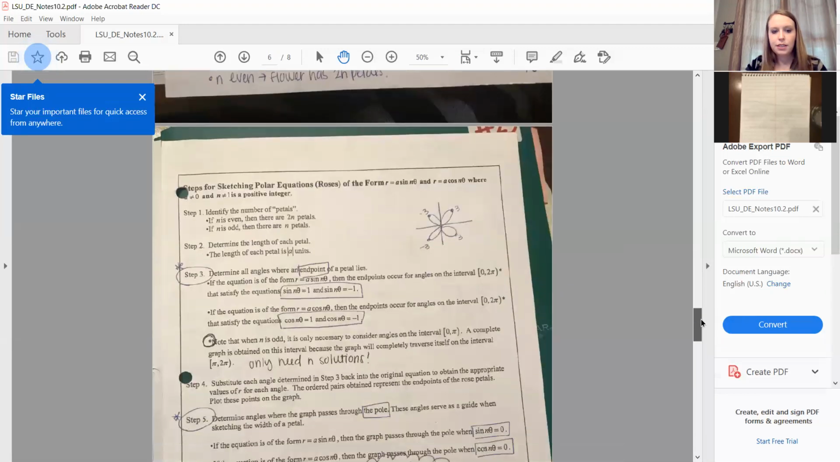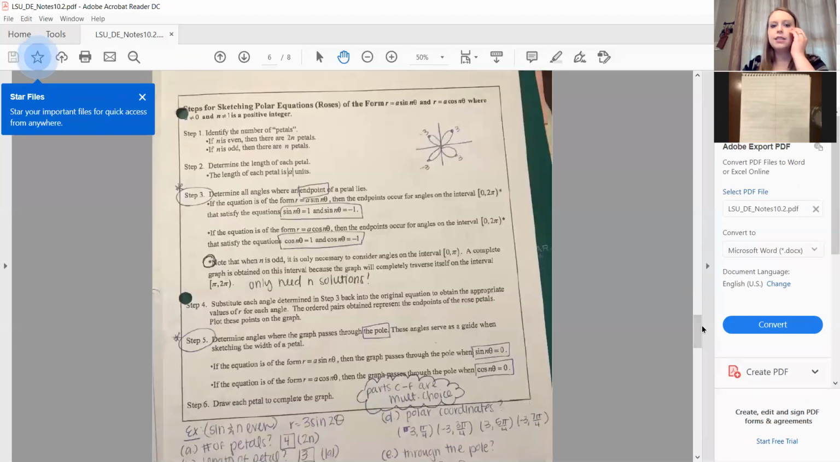Steps for sketching the polar equations. This is it all pretty much out in words, but I'm going to explain it to you down here. On step 3, it does say determine the endpoints.